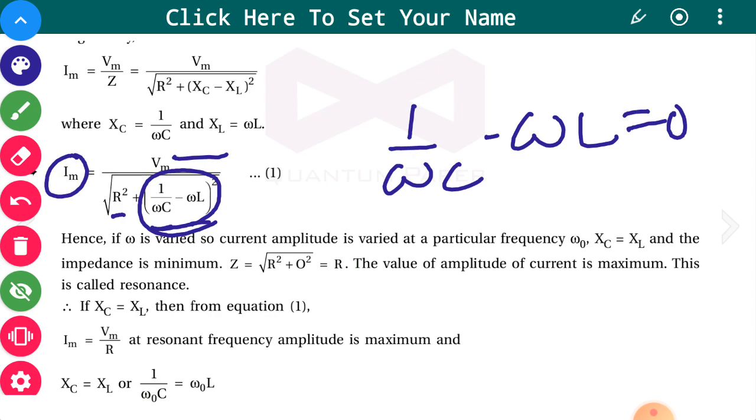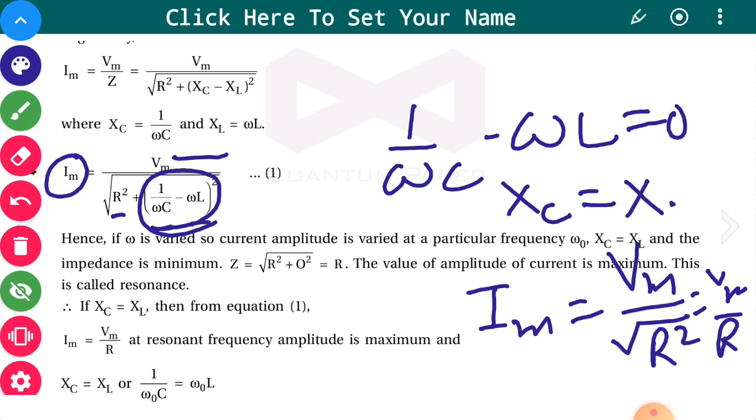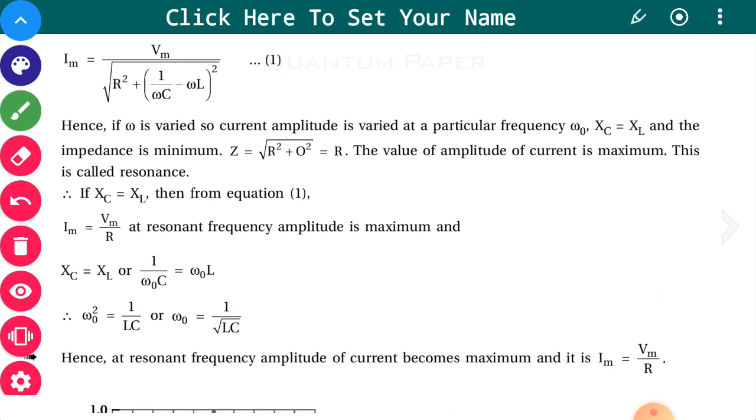So what will happen? The current Im will become Vm upon root of R square, that is Vm upon R, and that will be the maximum current. This phenomenon is called resonance, making the current maximum in the circuit, and that is achieved when Xc is equal to XL, because 1 upon omega C minus omega L is 0. It means Xc is equal to XL. So the reactance of the capacitor and the reactance of the inductor must have the same value, then this phenomenon is obtained.